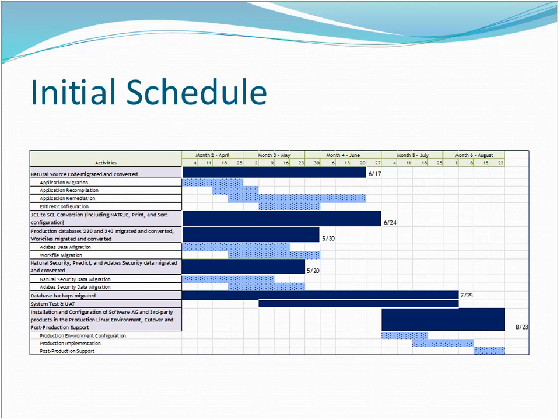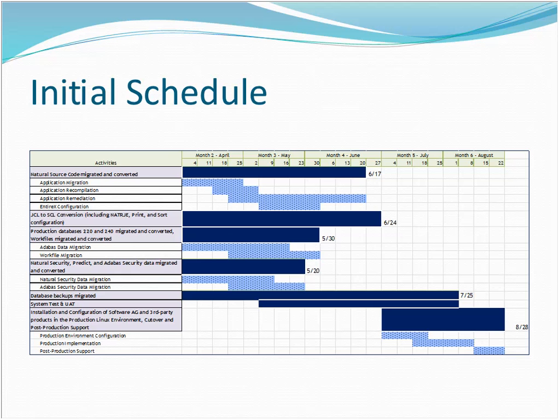So this was the actual initial schedule. Basically, we would send them the Natural code and all the JCL, and they would convert it. Once it was converted, they would give it back to us, and we would put it on our systems and start testing all the code out. While they were off converting it, we bought the hardware, got it in, and started working with SAG to get the installation of the software all done. And so that was the project. We were going to start in early April, and at the end of August, we were going to go live.